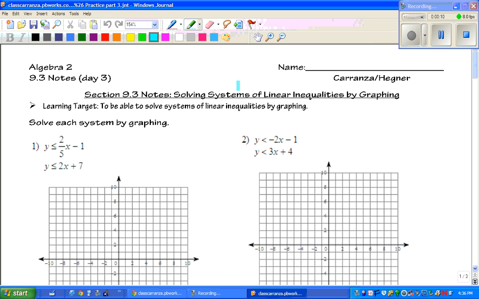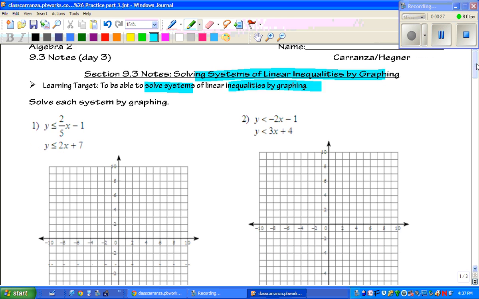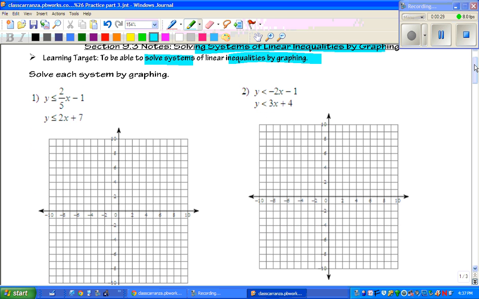Today we are continuing our discussion about solving systems of linear inequalities by graphing. Our learning target today is to be able to solve systems of inequalities by graphing. So, what we're going to be doing today is graphing the inequalities. So we're going to be doing a lot of shading today.